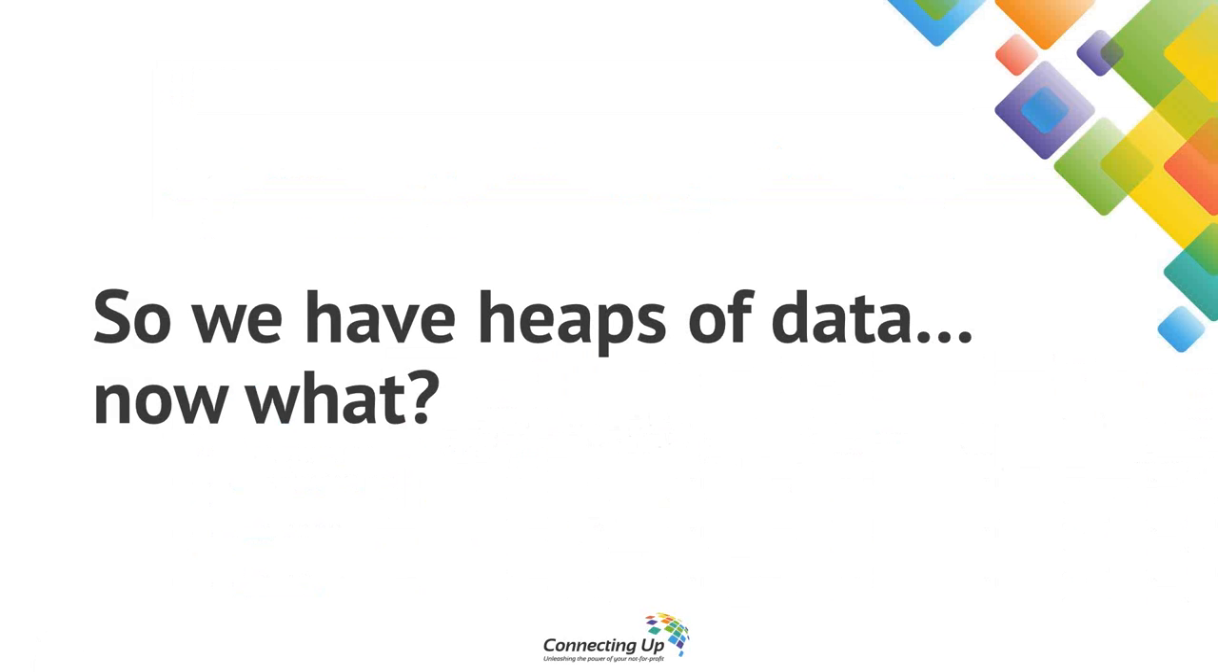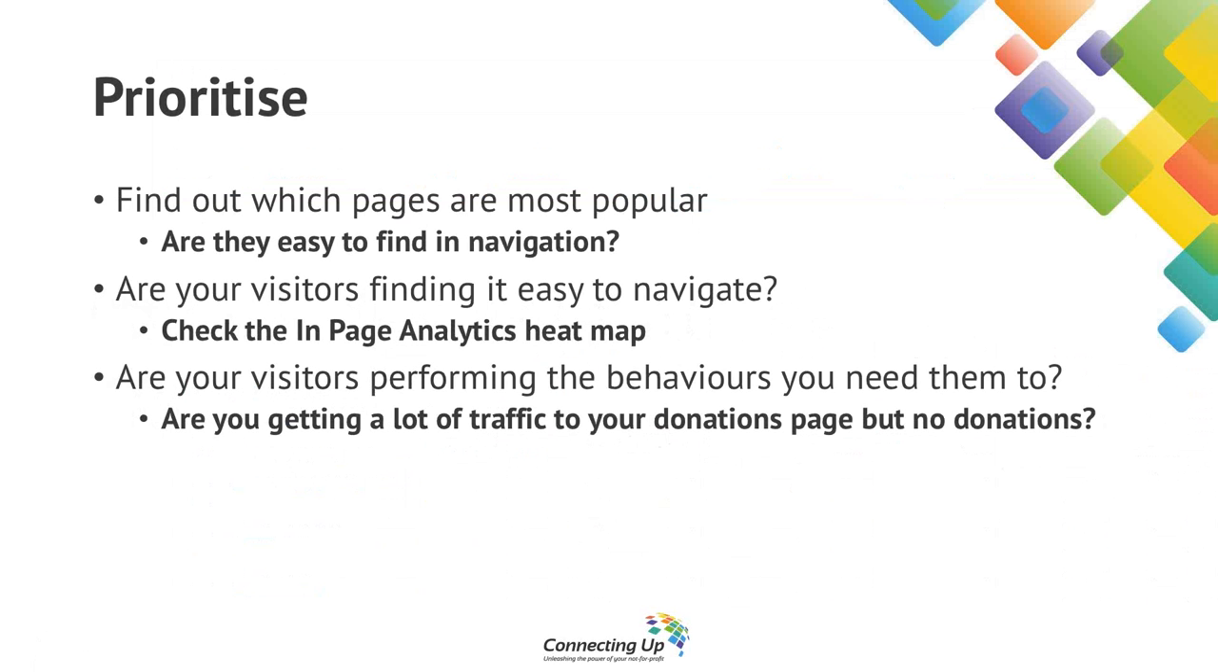What devices should we target? I gave you the example before about the mobile apps. So these are the kind of things that we can start to look at with this data. We can start to prioritize our actions as well. We can find out what pages are the most popular and make sure that they're easy to find in the navigation. We'll make sure that, if they're driving people to our website, we've got the right links on that page to drive people through.